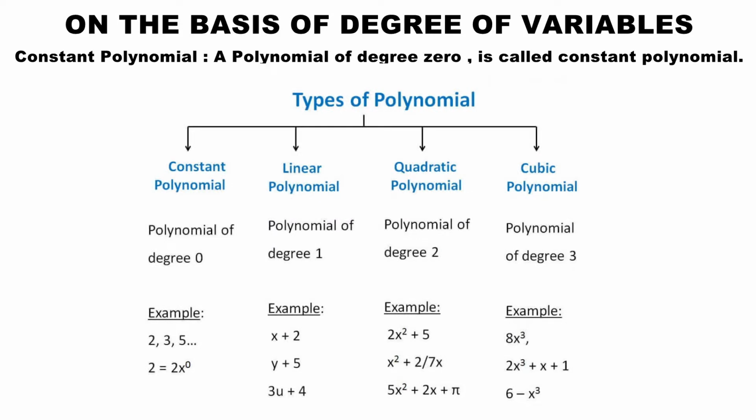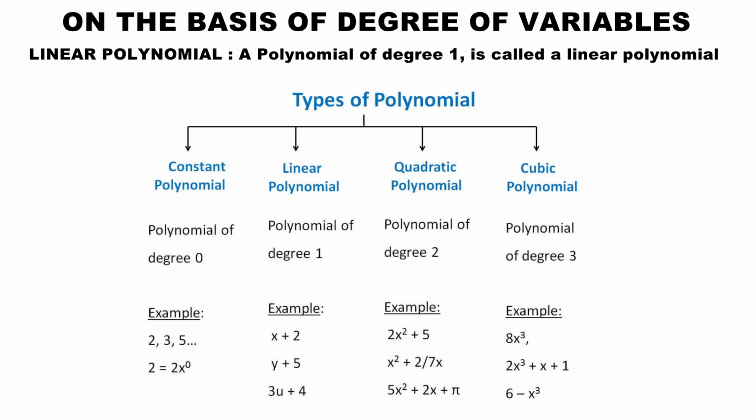Now, classification on the basis of degree of variables, in which the first is known as constant polynomial. A polynomial containing only one constant term is called a constant polynomial. Now let's discuss linear polynomial. A polynomial of degree 1 is called a linear polynomial.